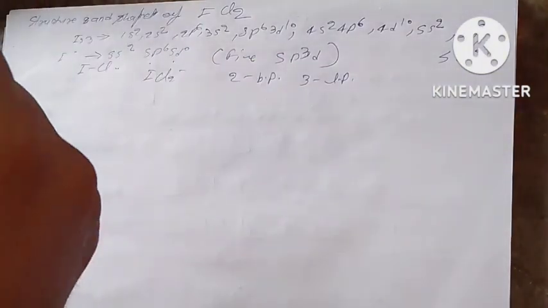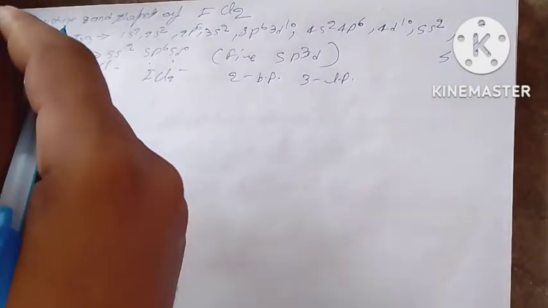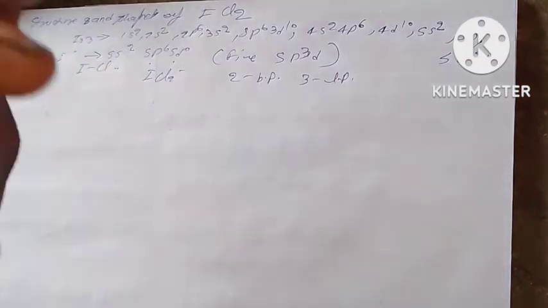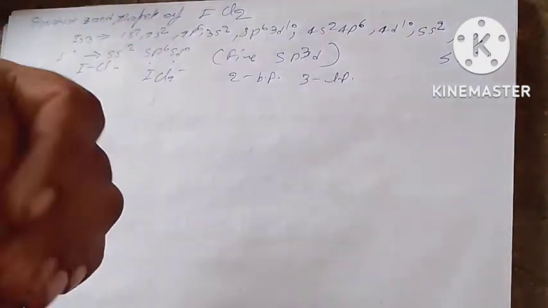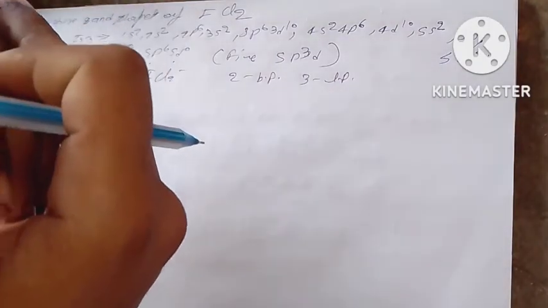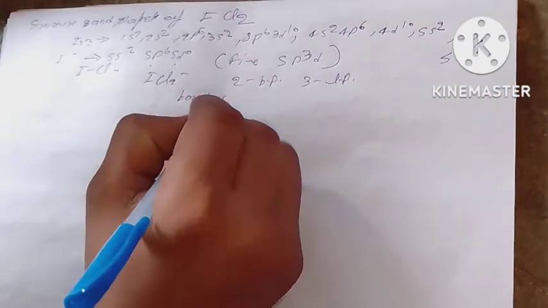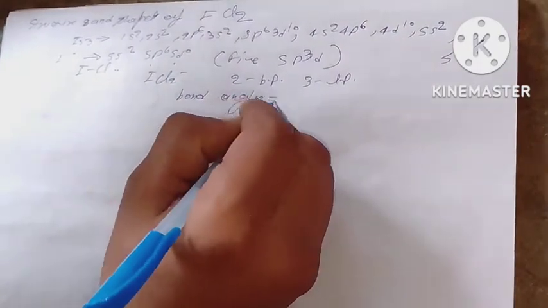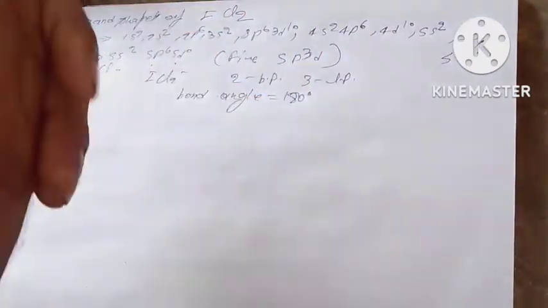The three lone pairs of electrons are directed towards the vertices of a triangle, while the two bond pairs lie perpendicular, one above the plane and the other below the plane of the molecule. Thus, the shape of the ICl2 ion is linear with a bond angle of 180 degrees.